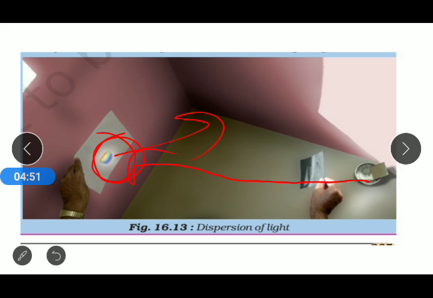In that way, even without a glass prism we can make a prism, and we can easily find that rainbow pattern, and that is known as the dispersion of light. So we can say that sunlight is made of seven colors, which we call Vibgyor.